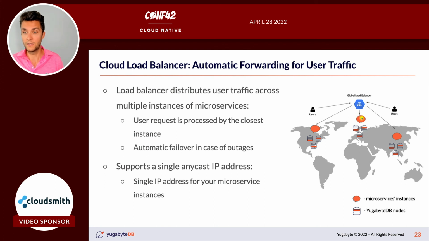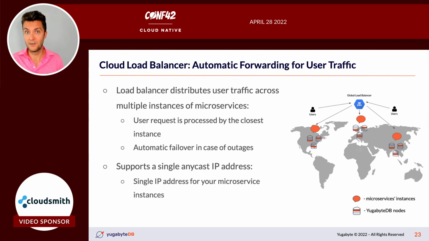This microservice instance receives this request, and it's already connected to our geo-distributed database, and it will send this request to our local database nodes. Easy, right? So that's how you can take advantage of the global cloud load balancers.